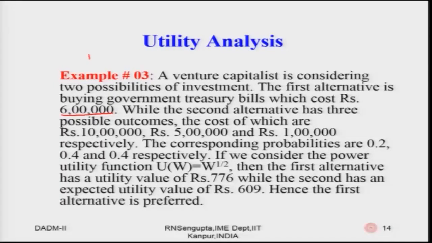The utility, let me use U1, suffix 1, to make you understand. Because the wealth is 6 lakhs and the utility is a power function, it will be 6 into 10 to the power 5, let me use the zeros to avoid confusion. It will be the square root of that multiplied by 1, which is the probability. So, this is the expected value of U1.